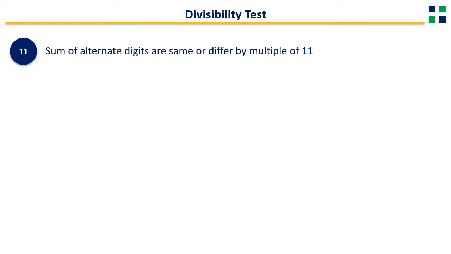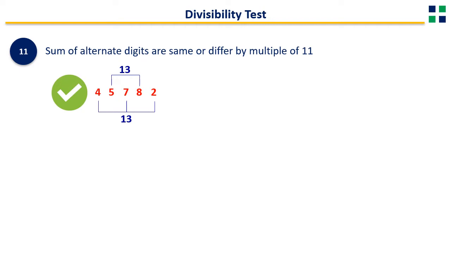For example, I take a 5-digit number, 45782. Here I will take the sum of alternate digits, that is 4 plus 7 plus 2, which is equal to 13. And the other alternate digit sum is 5 plus 8, which is also equal to 13. Now, as both the sums are the same, we can say that the given number is divisible by 11.